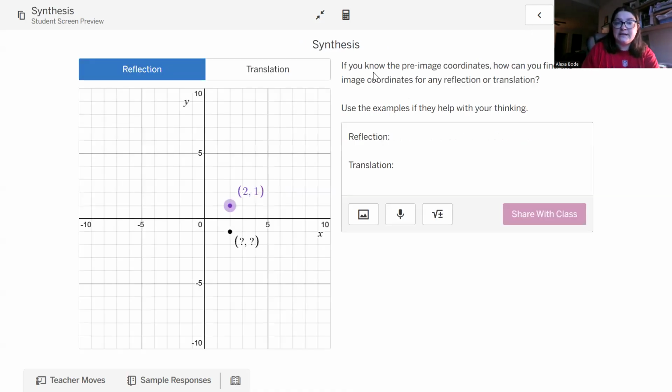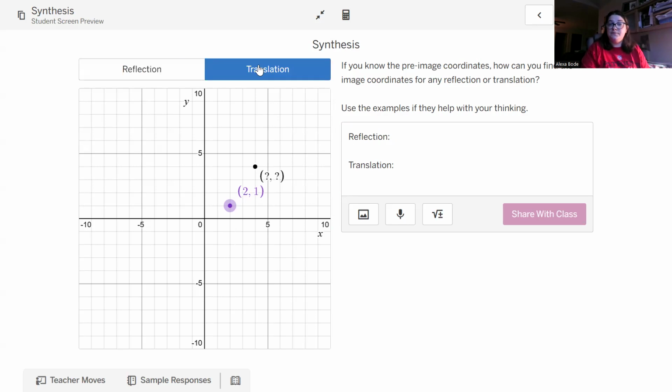Okay, so lastly, if you know the pre-image coordinates, how can you find the image coordinates for any reflection or translation? Use examples if they help with your thinking. So here are examples of these. So a reflection, we know that whichever axis it reflects across, that is the value that stays the same, where the other value becomes its opposite. And with a translation, we are going to either add or subtract to the x and y values based on which direction it is moving. So go ahead, put that in your own words, or kind of use what I was just describing to help you answer your synthesis.